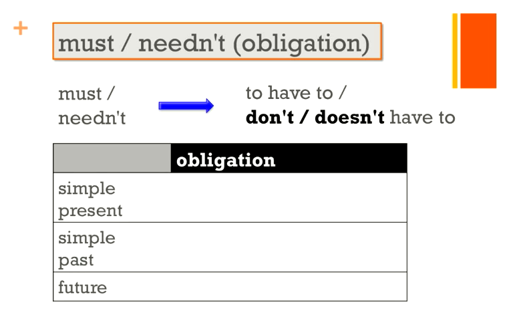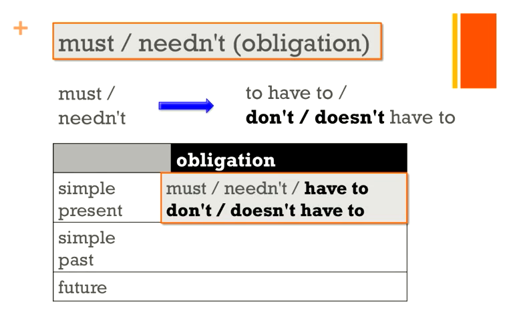Let's have a look at the list. Must, expressing obligation. In the simple present, of course, no problem, there's must and needn't, but you can just the same use have to for must and don't and doesn't have to for needn't. We will have a look at a couple of examples in a minute.